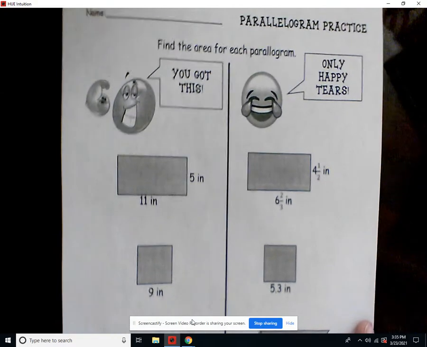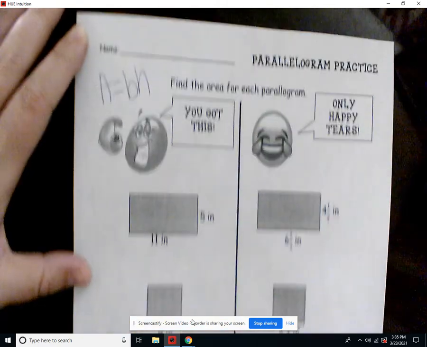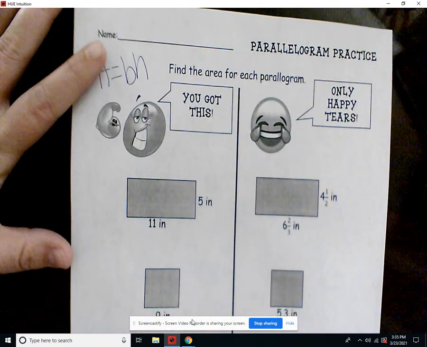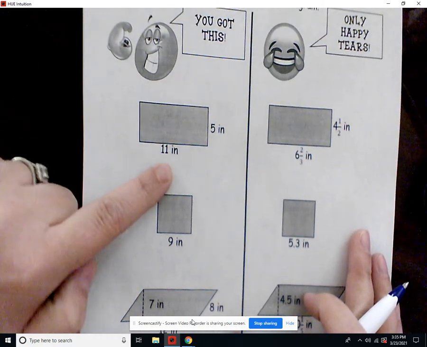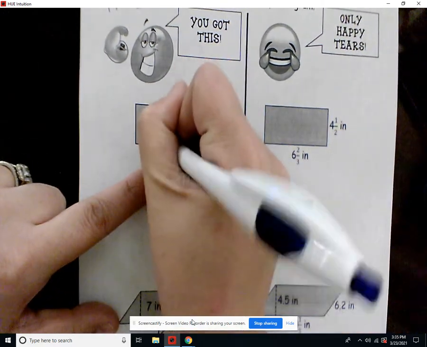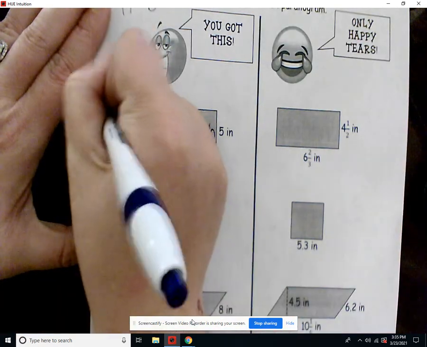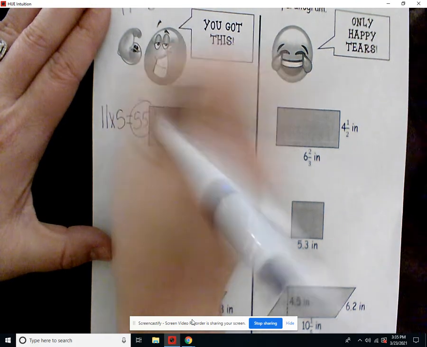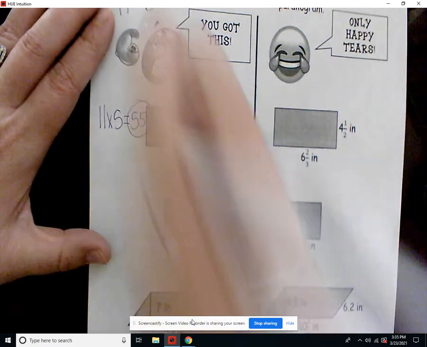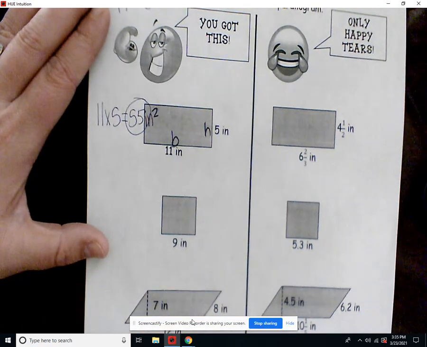We're going to actually go through and, like I said, solve them by hand. So again, our formula is A equals BH. So we'll identify our base, our height, and then we're going to multiply. So this is our rectangle. Our base is on the bottom. Height is on the side. So we multiply them together. 11 times 5, which is 55. And then on these, our units will be inches with a little 2 for squared.